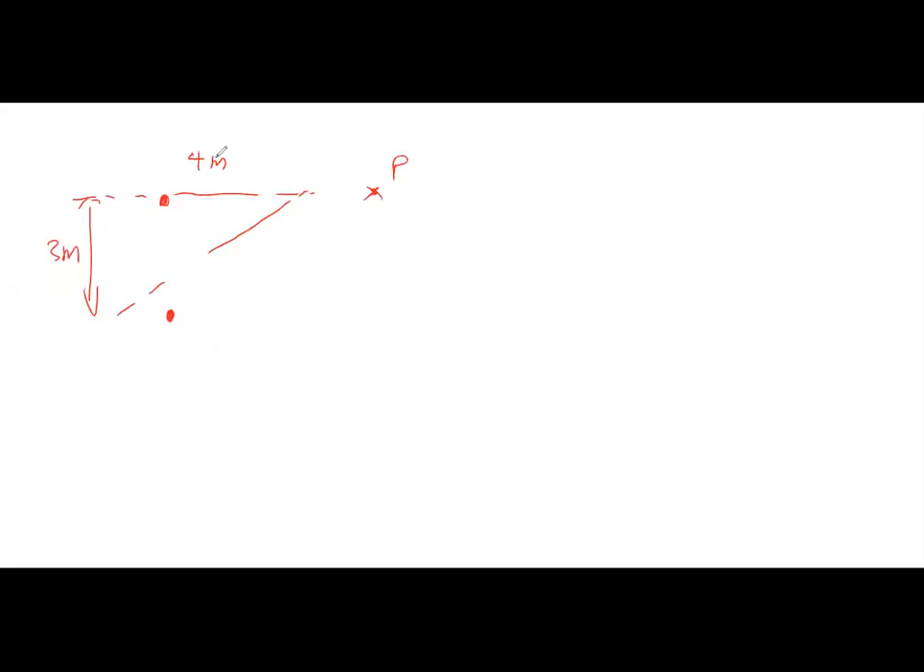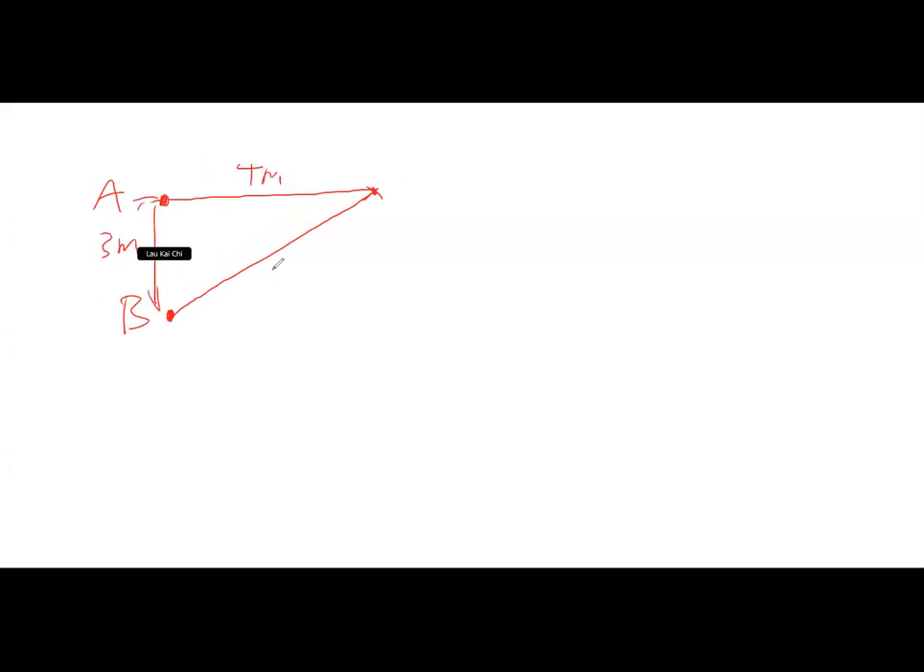Can someone tell me? Oh, sorry, I don't know what's happening. Something wrong with my drawing. Okay, let's say this is source A and B, and this is 4 meters, and this is 3 meters. So what would be the path difference?